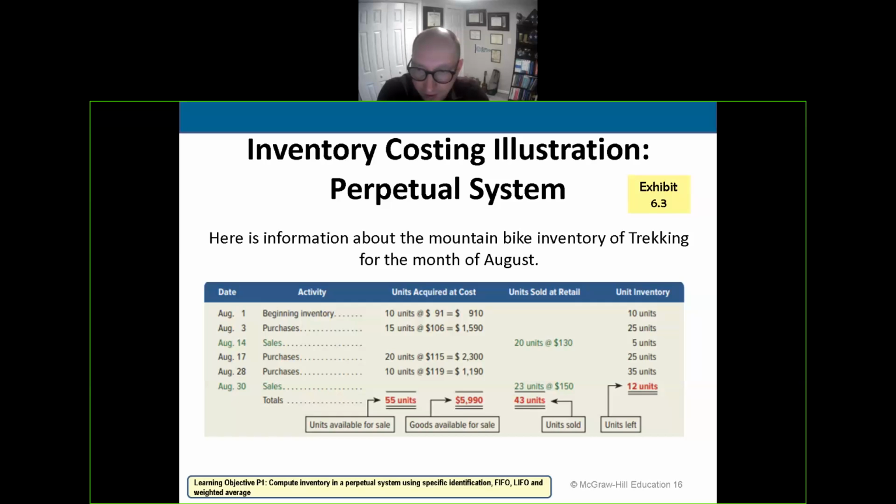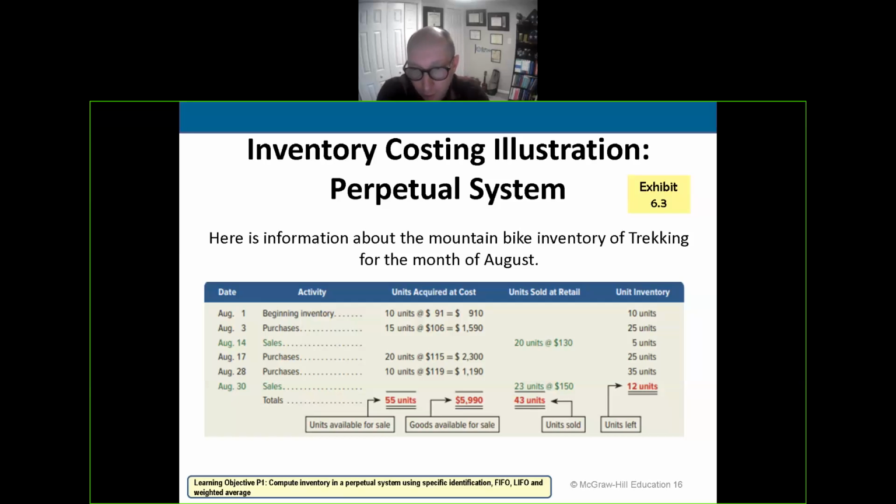So I added that 15 to the 10 units of inventory. They're on the right side. That's what I got going on. Then I sold a few bicycles. I sold 20 of them at $130 a piece.